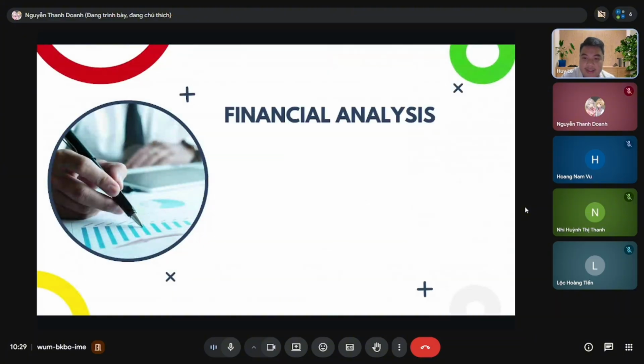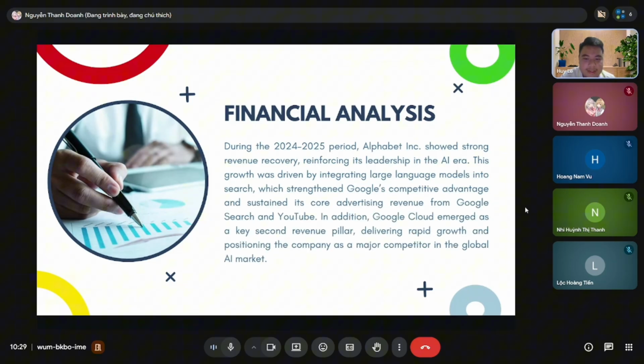That is the financial analysis of this table. During the 2024 to 2025 period, Alphabet Inc. showed a very strong revenue recovery, reinforcing its leadership in the AI era. This growth is strongly affected by AI being the main topic of every tech company's investment. In addition, Google has also invested a lot in Google Cloud, which has emerged as a key second revenue pillar, delivering rapid growth and positioning the company as a major competitor in the global AI market.